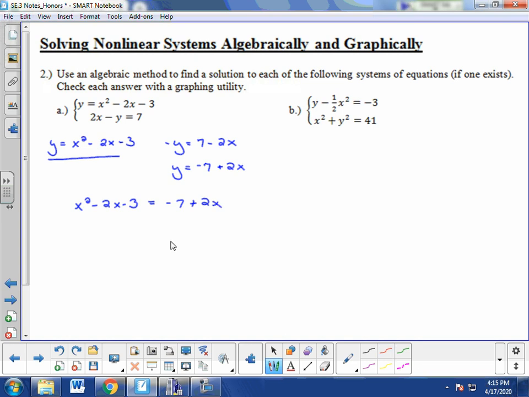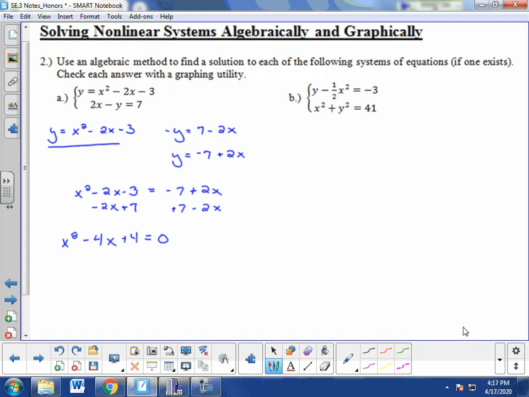So this is a quadratic equation. We want to get this equation set equal to 0. So I'm going to add 7 to both sides. If I add 7 to both sides, it's going to give me a positive 4 here on the left and then a 0 on the right. I'm going to subtract 2x from both sides. That's going to give me a negative 4x on the left and a 0 on the right, which is good. Now I have x squared minus 4x plus 4 equals 0.